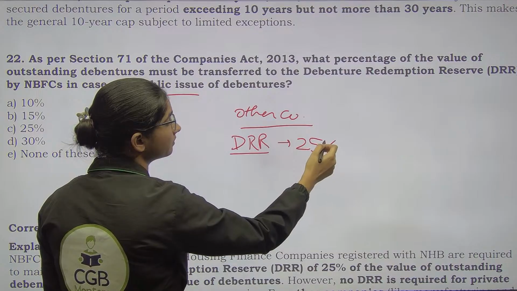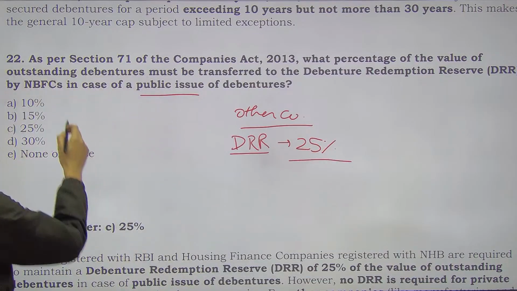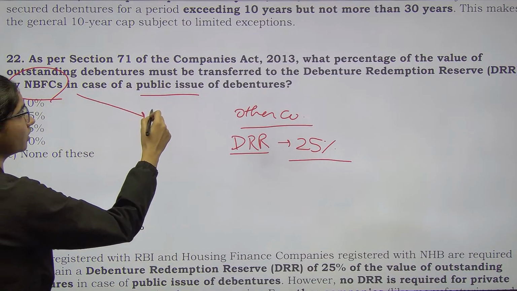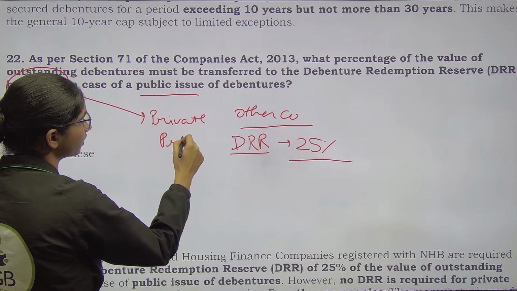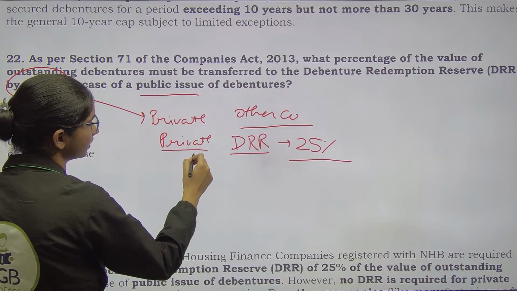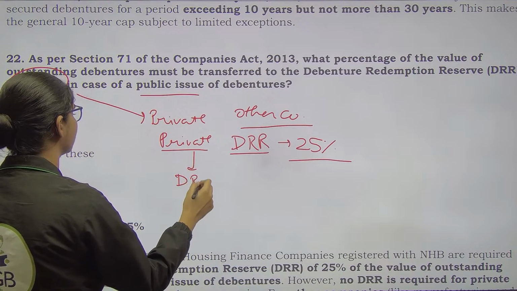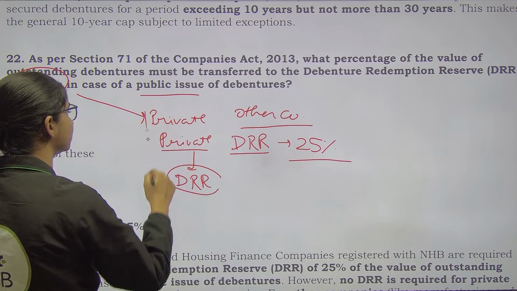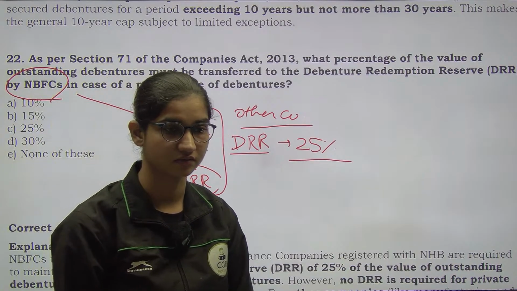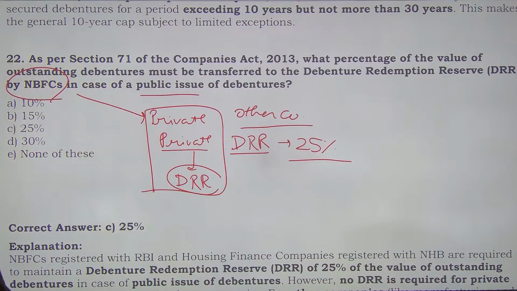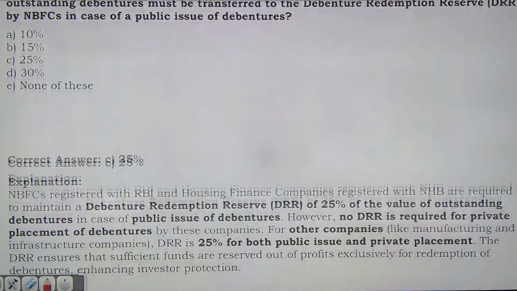Okay, but for NBFCs particularly, in case of what kind of placement, private placement, there is no requirement for DRR. So this was an important point here, that in this particular scenario the DRR requirement is not there. Okay, so this was the provision of section number 71 and this was the answer of this particular question. Now we are moving forward to the next question.